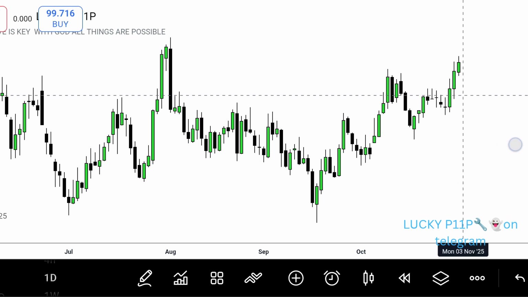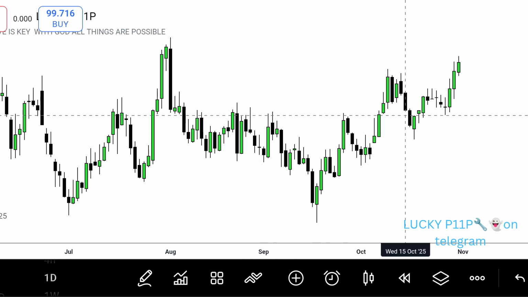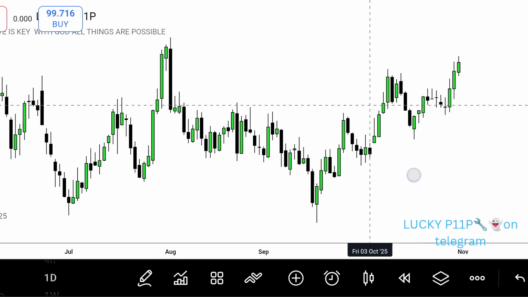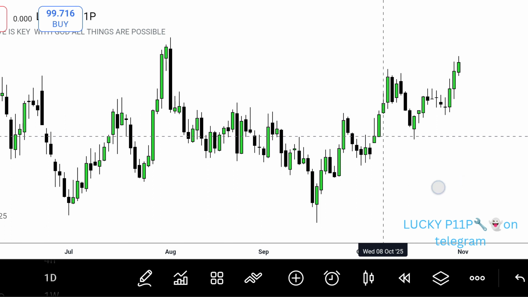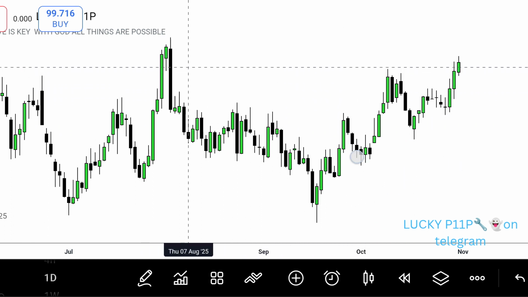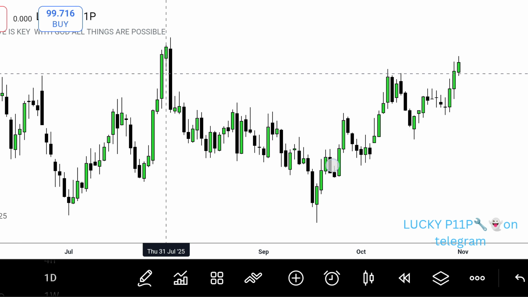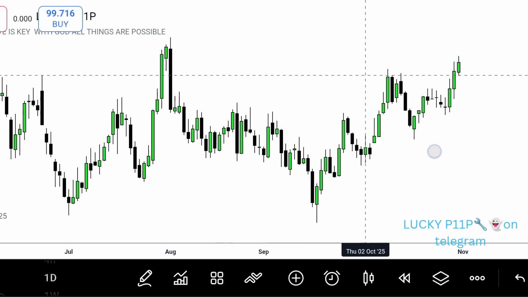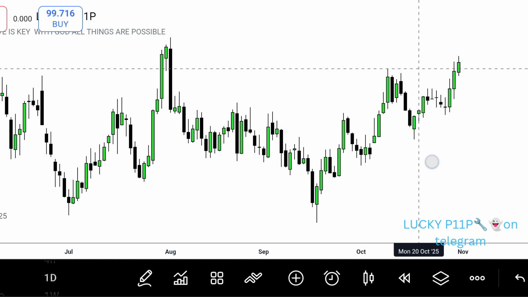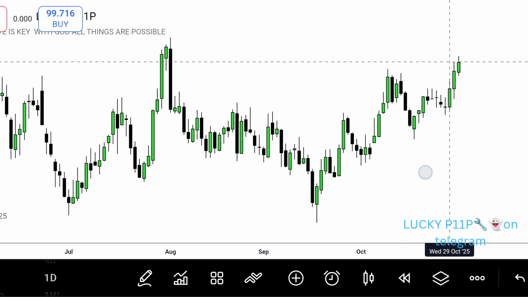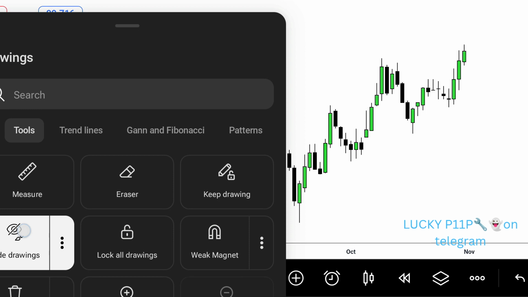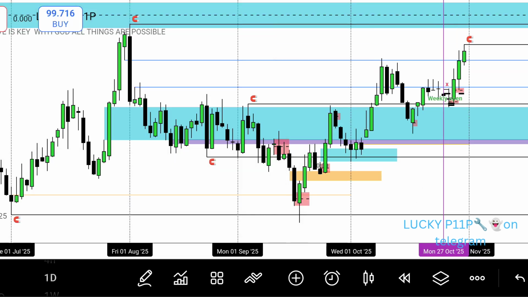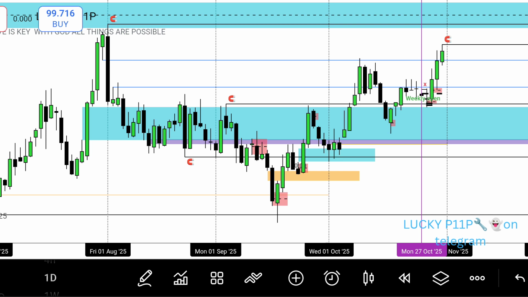I want you all to take a look at your charts and annotate what you see on your charts. Annotate your fair value gaps, your direction, to see where you are getting it wrong or where you are doing it right. Okay, because I want to put my drawings on the chart. Okay, I've added my annotations to the chart.